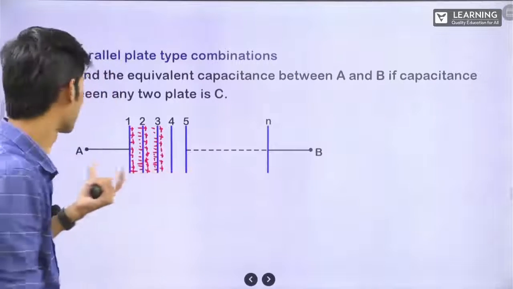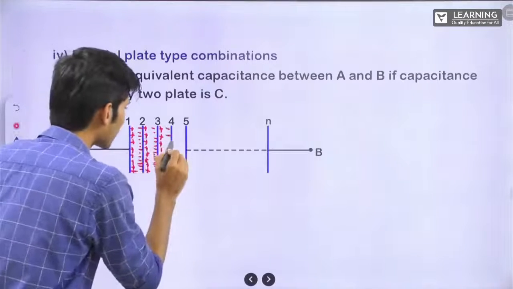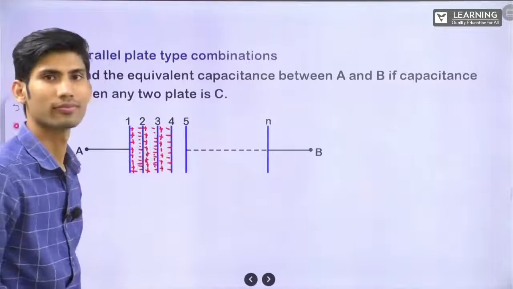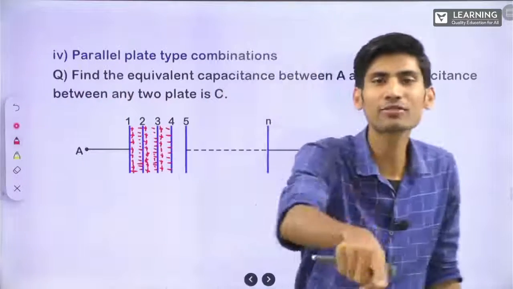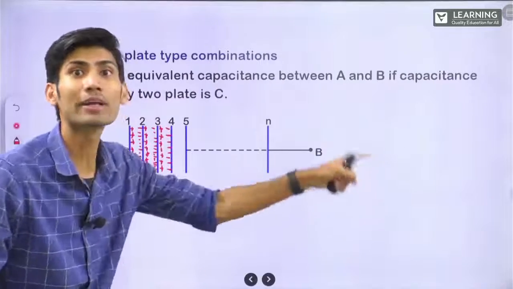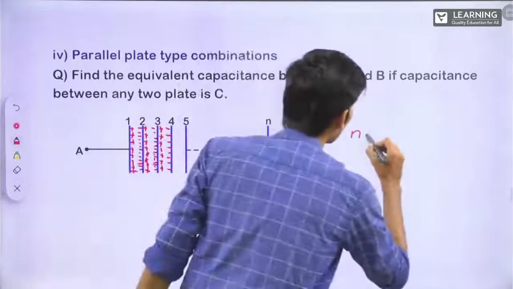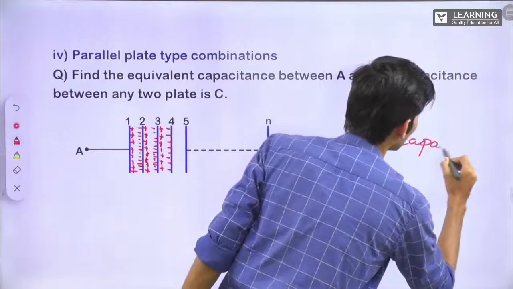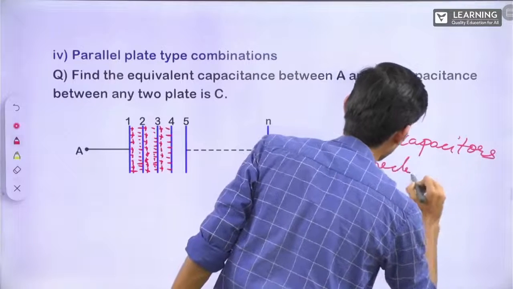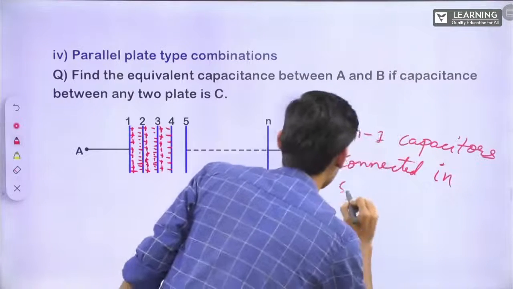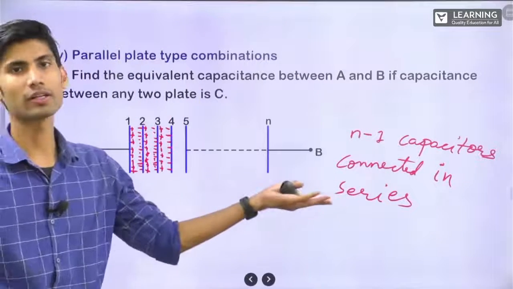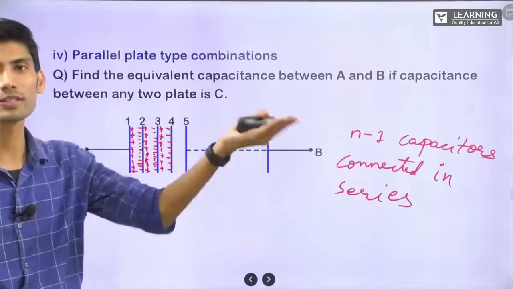When four plates are there, see. When I am considering four plates, three capacitors are there: 1, 2, 3. That means if n plates are there, n minus 1 capacitors will be there. Correct? So here the total capacitors are n minus 1 connected in series. Clear? So now you can do it. N minus 1 capacitors connected in series means the equivalent capacitance will be C upon n minus 1.